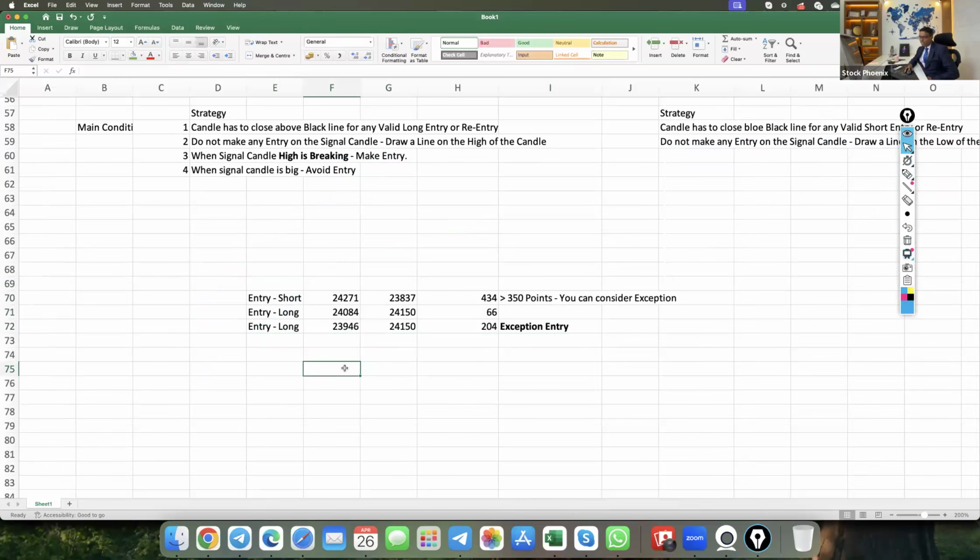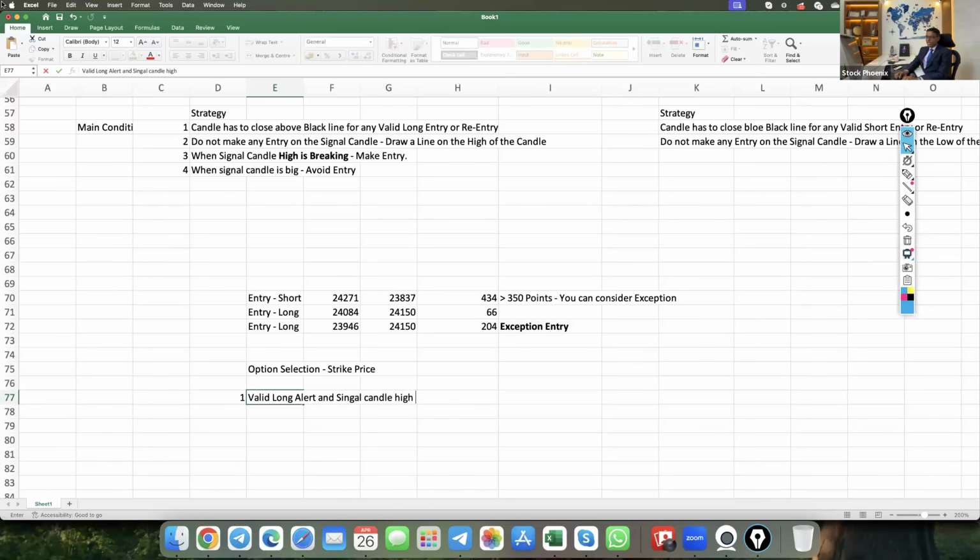Now, let's come back. The process of option selection, or the strike price. Rule number one: valid long alert and signal candle high breaking. When this scenario is met in the live market, what are you supposed to do?